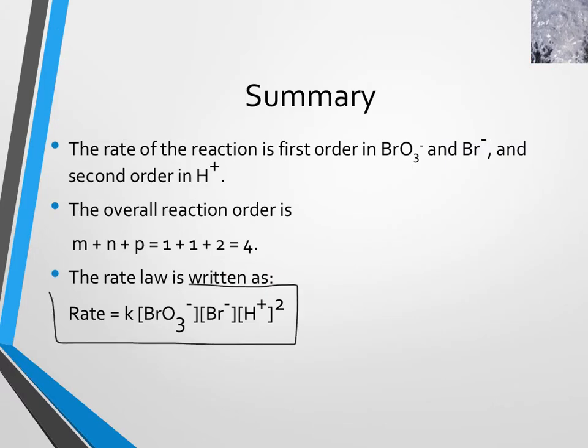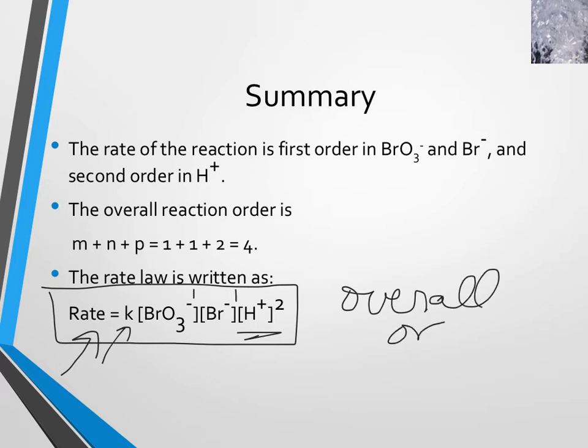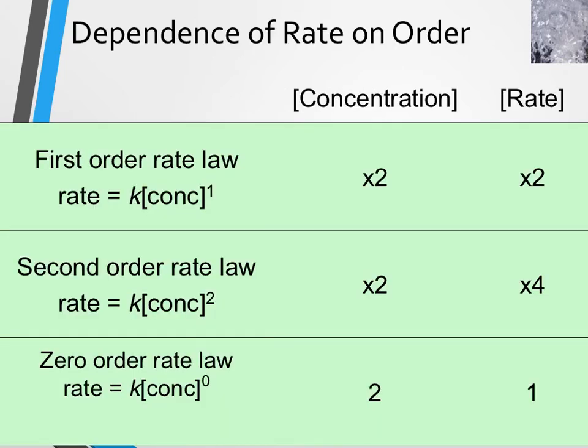The final rate law, the differential rate law, of course, always has the rate constant. We've determined that the order with respect to bromate is 1, the order with respect to bromide is 1, and the order with respect to the hydrogen ion is 2. The overall order of reaction is 4. Okay? So here's a summary of the relationships.